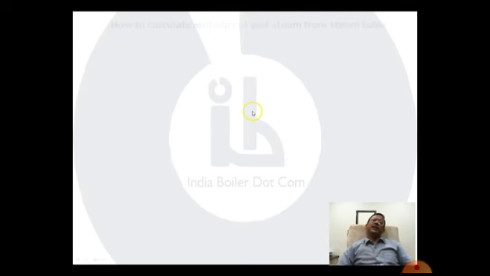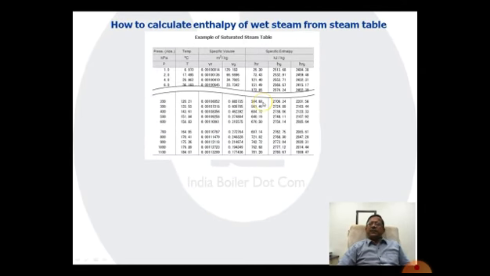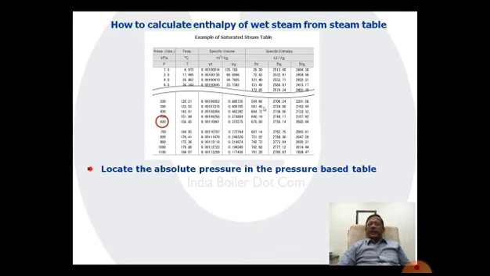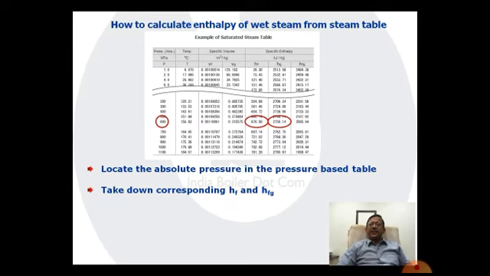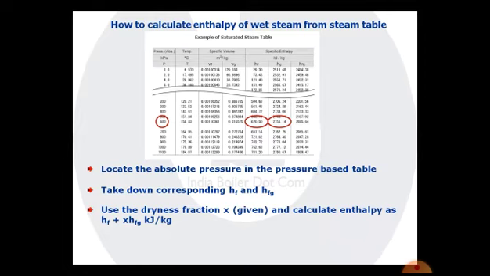So from the steam table, if I take a look at how to find the enthalpy of the wet steam, first you have to look at the pressure on the steam table. Now corresponding to that pressure, you find out the HF and HFG, right? You take it on paper and then you use that HF plus X HFG enthalpy equation, right?